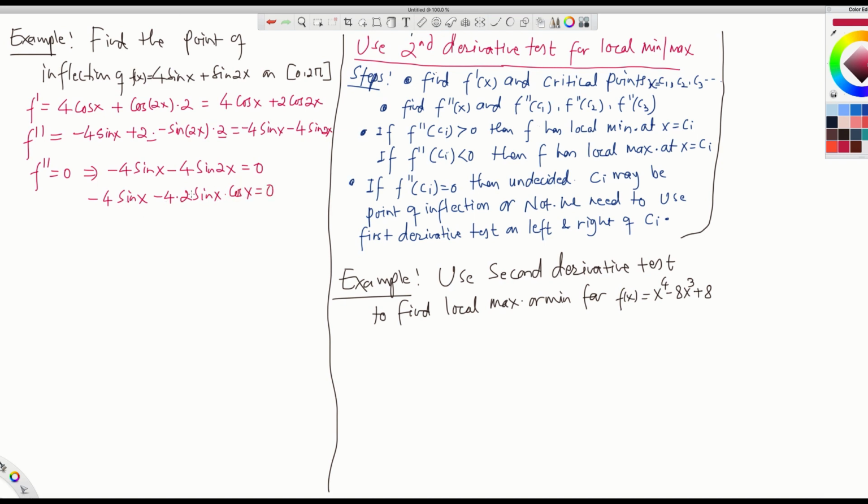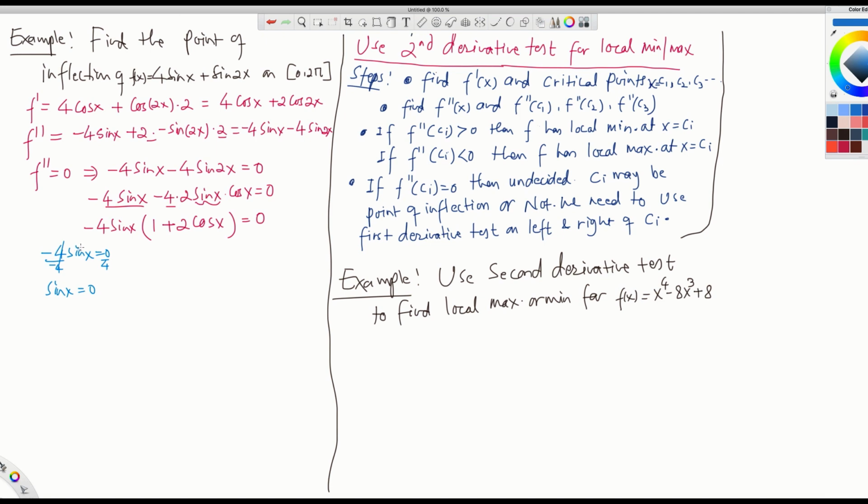What can we factor out? 4 sine x is common, right? So let's take negative 4 sine x common. What is left is 1 plus 2 cosine of x equals 0. Now we need to solve this separately. What do you get? I get negative 4 sine x equals 0. If you divide by negative 4 on both sides, you get sine x equals 0, right?